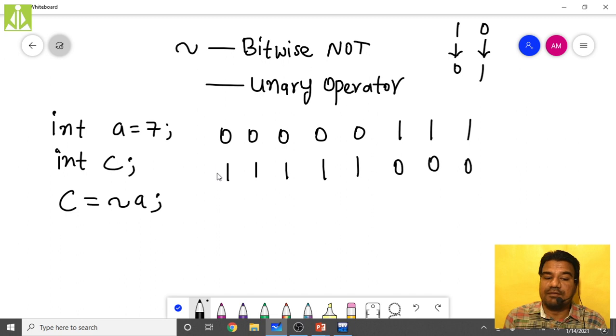So this is my result after applying negation on the actual number. This is my 7, and I applied negation on 7, so I am getting a negative value. What exactly is that value? To know that, I have to perform the 2's complement, because my sign bit here is 1. If the sign bit is 1, that indicates it is a negative number. To know the actual value of the negative number, I have to perform 2's complement on this number.